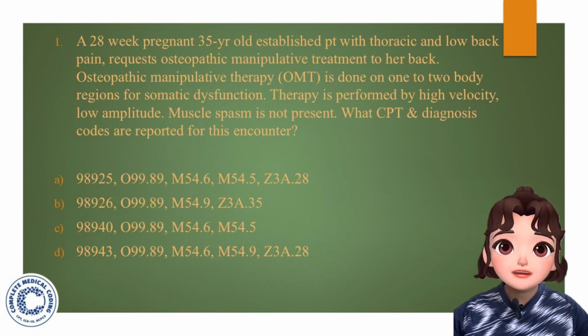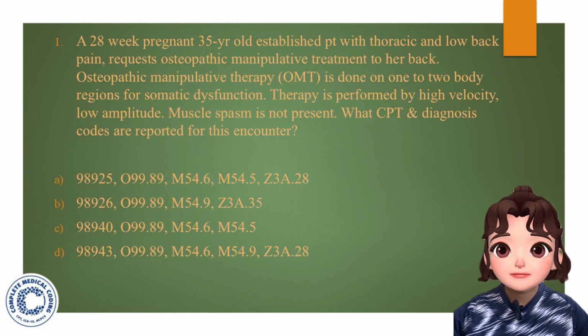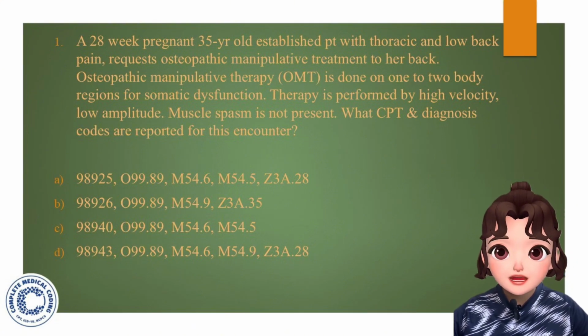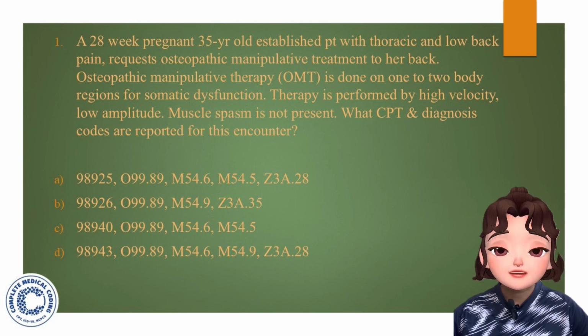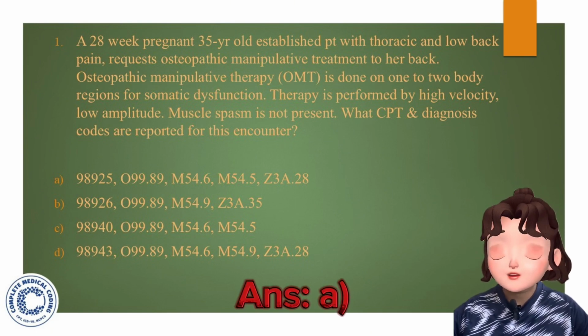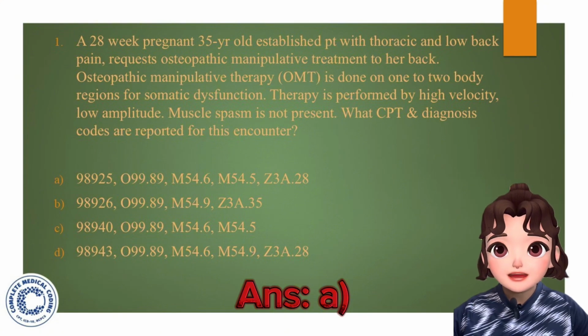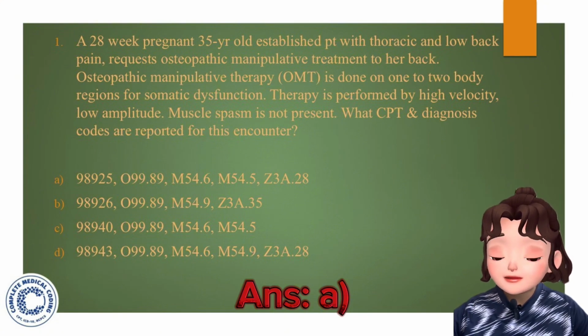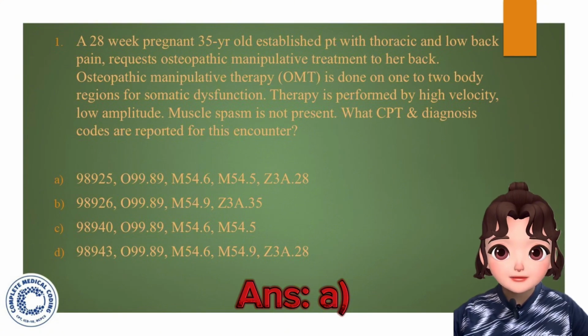O99.89, other specified diseases and conditions complicating pregnancy, childbirth and the puerperium. M54.6 is thoracic pain, M54.5 is low back pain, and Z3A.28 represents 28 weeks gestation. So, as I told you, the answer is option A for the osteopathic manipulative therapy or osteopathic manipulative treatment, OMT. Okay.